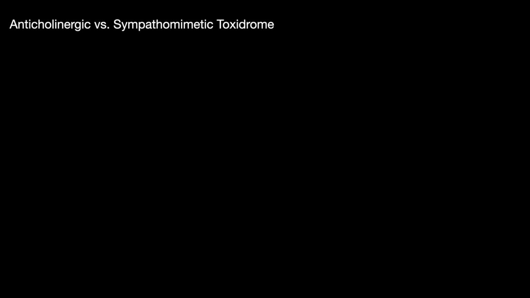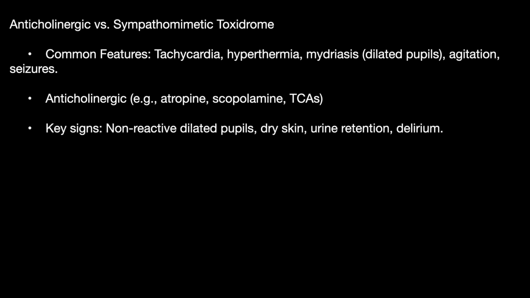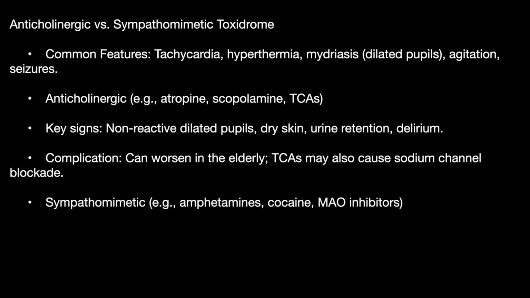Next is anticholinergic versus sympathomimetic. So they are of a similar type. The common features that you're going to get are tachycardia, hyperthermia, mydriasis, agitation, and seizures. Now in anticholinergic, that is atropine, scopolamine and TCAs, the key signs are non-reactive dilated pupils, dry skin, urinary retention and delirium. Complications being, it can worsen in the elderly. TCA can also cause sodium channel blockade, if you can remember.